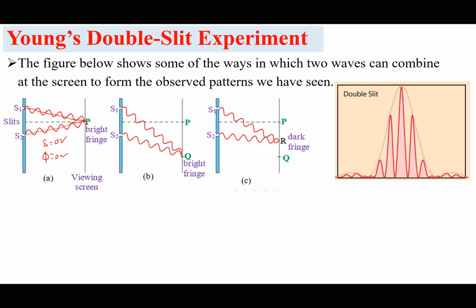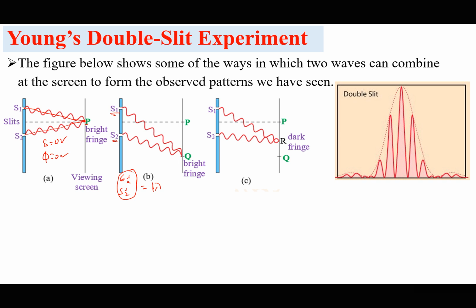Then at Q, the waves from S1 travel a longer distance than the waves from S2. If you count the cycles, 1, 2, 3, 4, 5, 6 and a half, and for the other, 1, 2, 3, 4, 5 and a half. So you have 6 and a half and 5 and a half. The difference between them is one wavelength. So the path difference is one wavelength, which means the phase difference is 360 degrees, and that is still constructive interference.